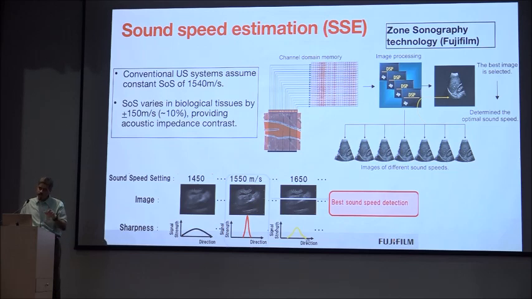However, in biological tissues, the propagation speed of ultrasound varies by around 150 meters per second, or plus or minus 10%. And this difference can be used to provide an acoustic impedance contrast. What these processors do is take data from a single IQ channel and create different images from different supposed sound speeds. Then they analyze these images for the frequency spectrum and the lateral resolution, and choose the image with the highest lateral resolution, and that is the best sound speed.